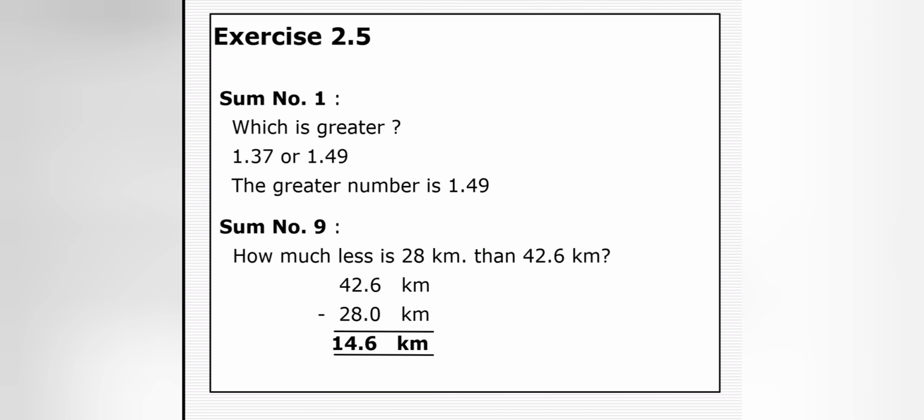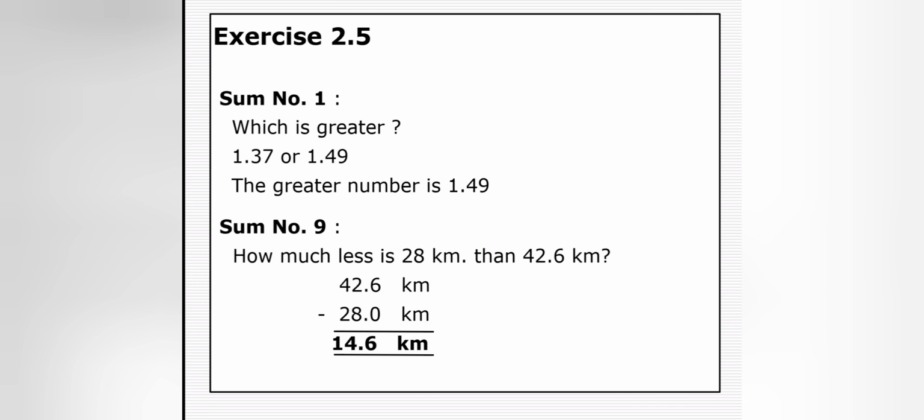Now 1 is there on the left hand side of the decimal in both the numbers. So now we have to compare the number at the 10th place. In the first number it is 3 and in the second number it is 4. So which one is greater, children? Correct. The greater number is 1.49.